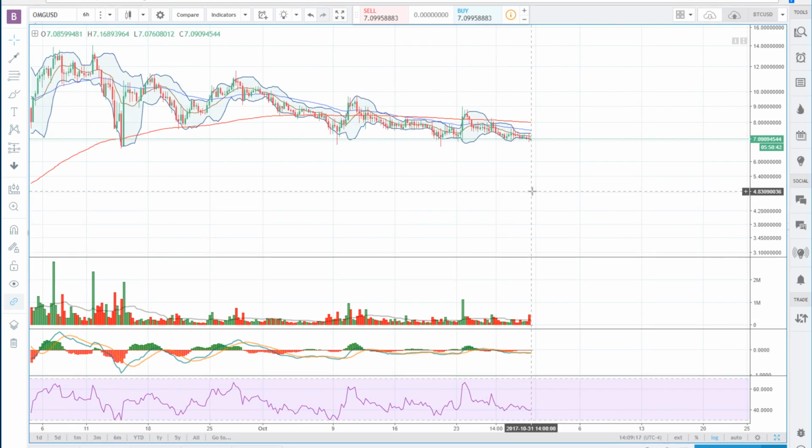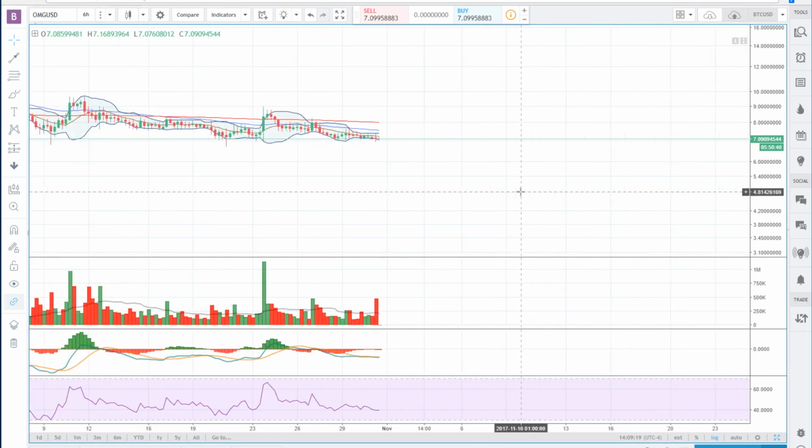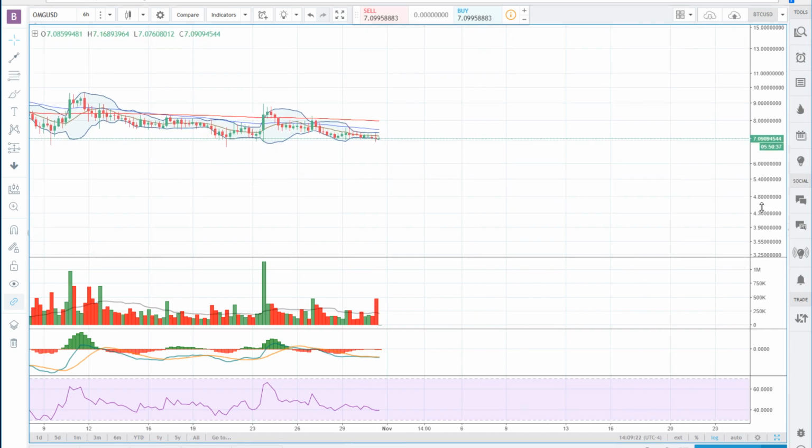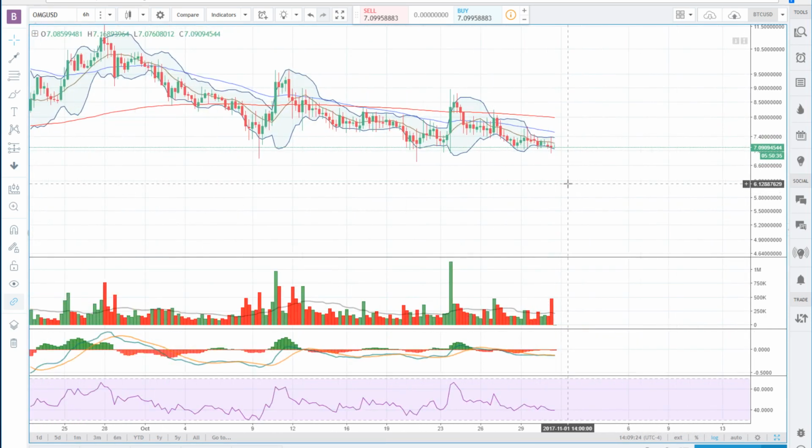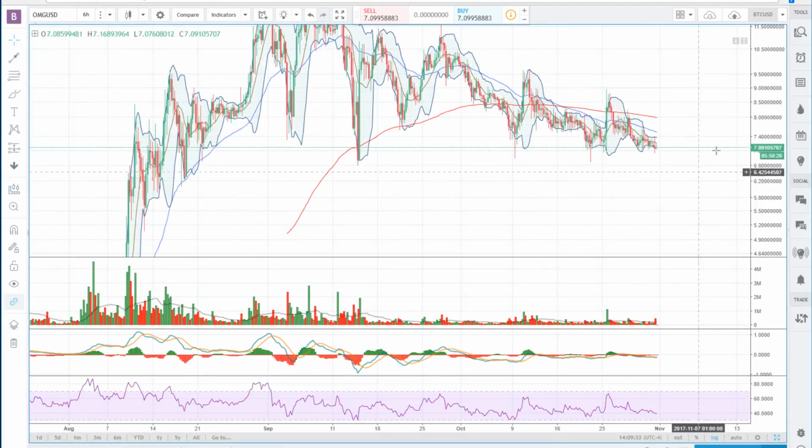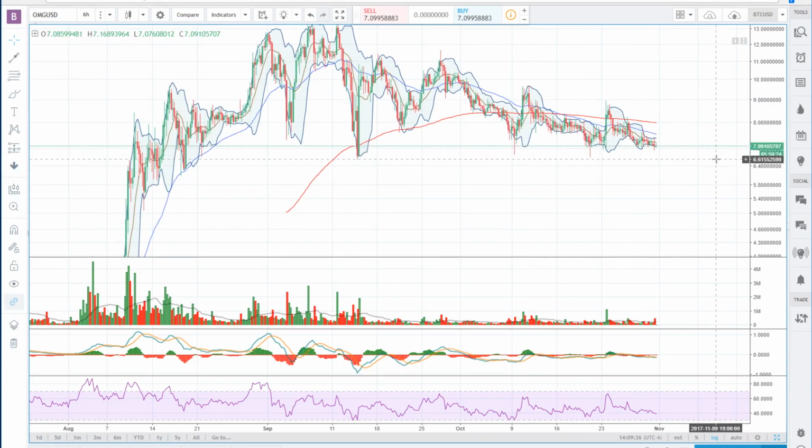If we talk about effort versus result, and we see a lot of volume but very little price movement, that means the people are trying to sell, but the demand is equal to the supply. So this could be an accumulation zone for people who are looking to go long on OMG. I would not recommend going long on anything if Bitcoin's in a correction. My personal opinion. Do what you want, but that's my personal opinion.